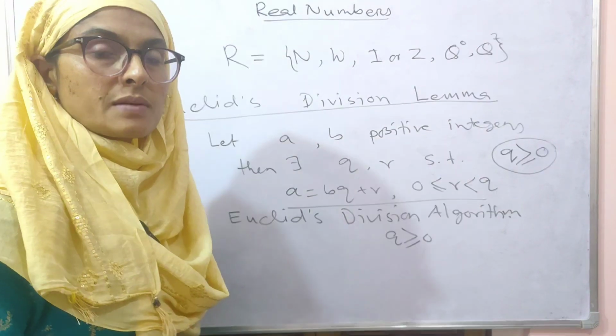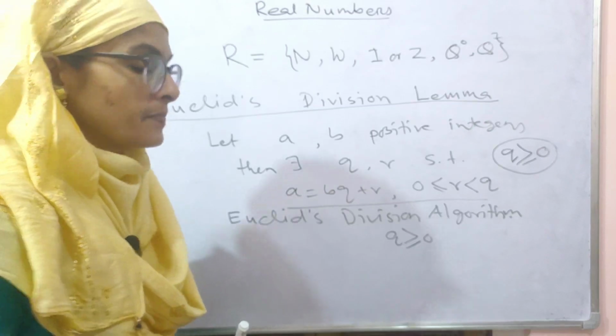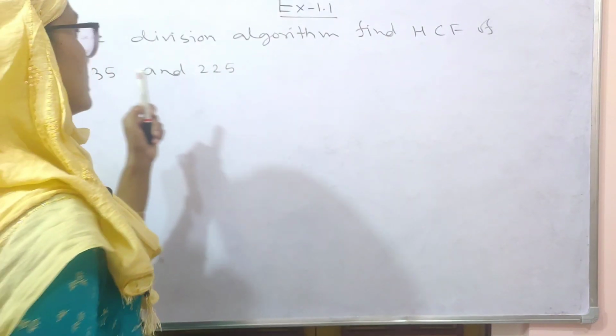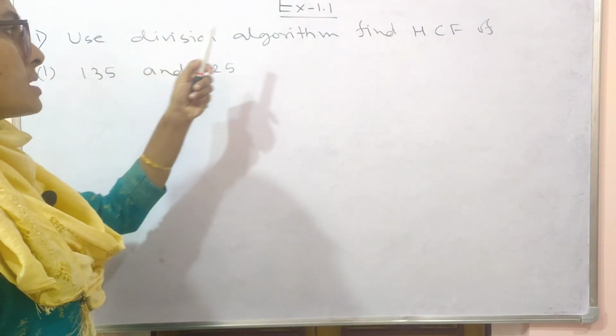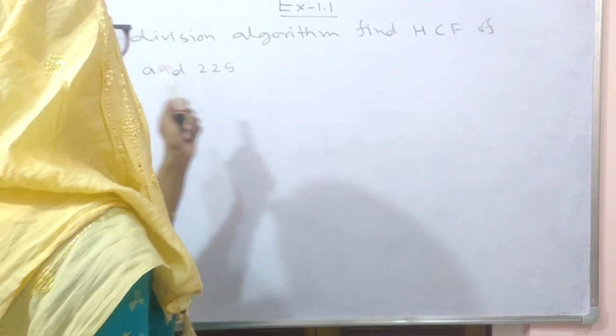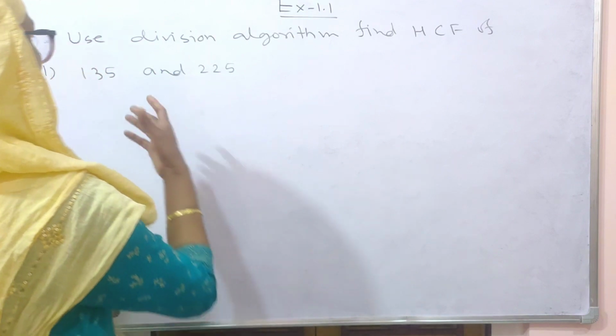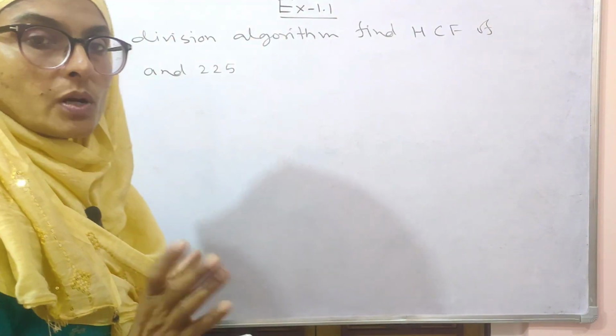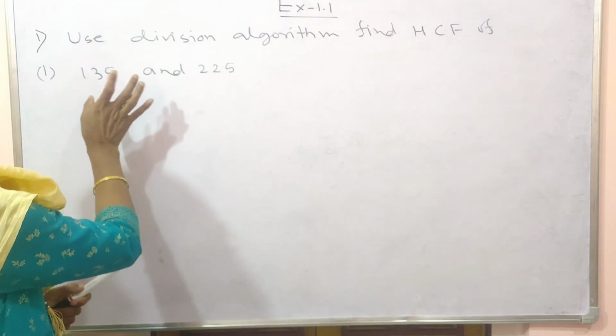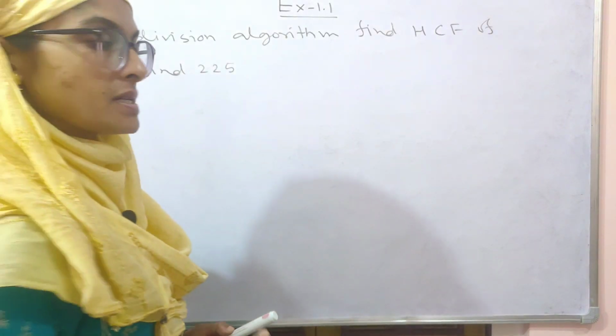Here some questions are given. I will discuss them now. Now, exercise 1.1, number 1: use the division algorithm to find the HCF of 135 and 225. Using the division algorithm, you have to find the HCF. For HCF, you have to use the long division method.